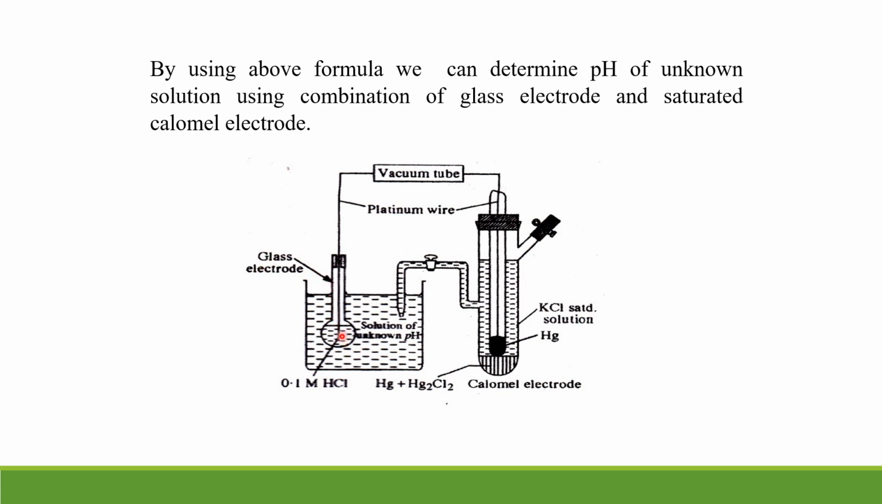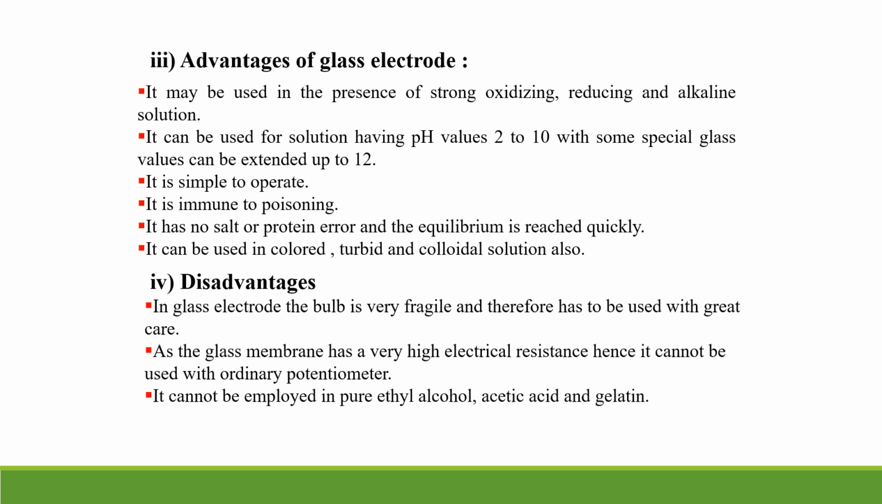Here you can see this is the platinum wire, and inside the bulb is the 0.1 molar HCl solution. Again it is sealed at these two, and these two here can be shown connected to the vacuum tube. Both these two are platinum wire, or here you can connect it to a potentiometer or pH meter. So this is the diagrammatic representation of the glass electrode as well as the calomel electrode, that is the complete electrochemical cell as we have discussed in the answer.